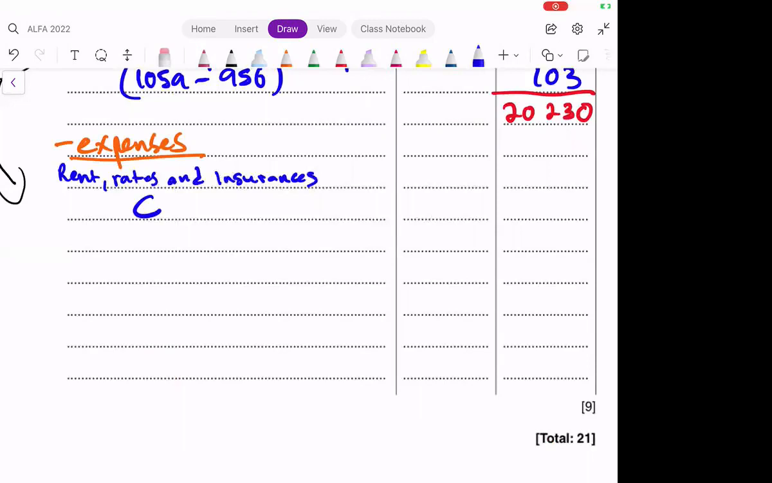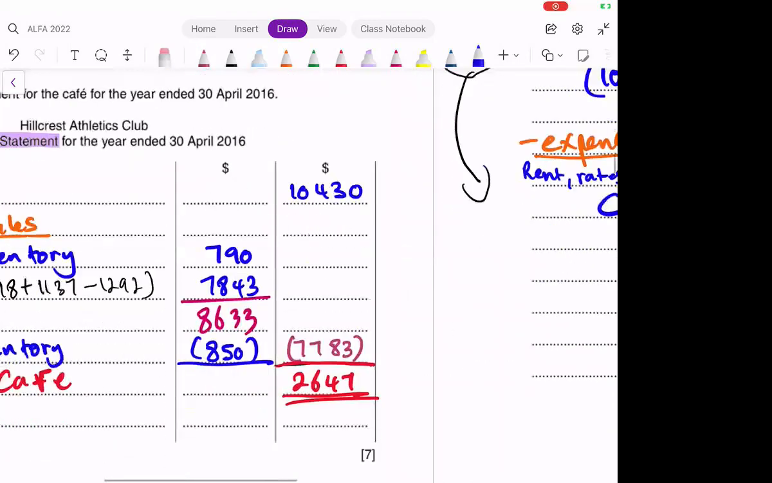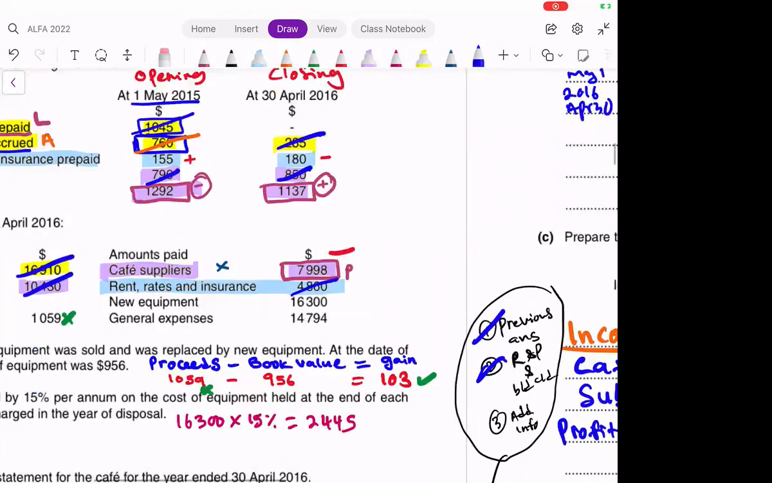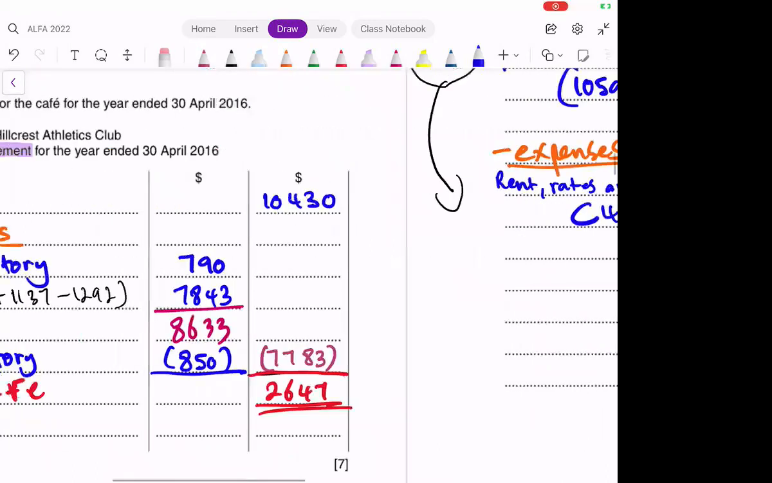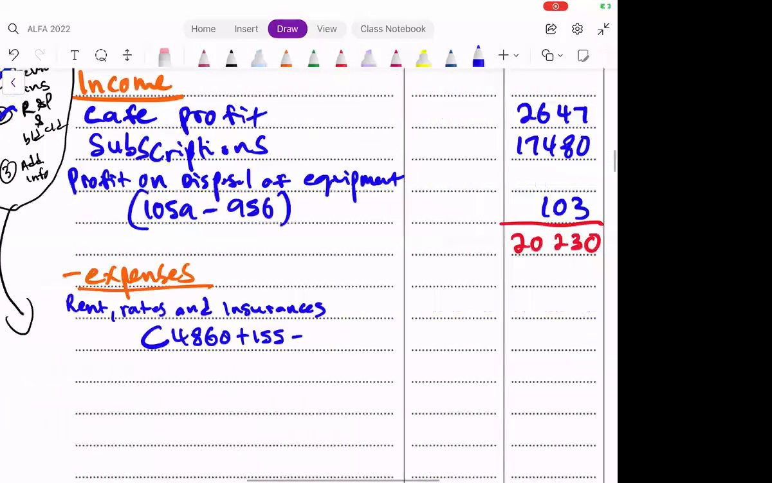If you know one line is not enough, you can use two lines always. So how much is the insurance that you pay? 4860, plus with BD 155, minus with CD 180. Then I get the answer 4835. Listen now.